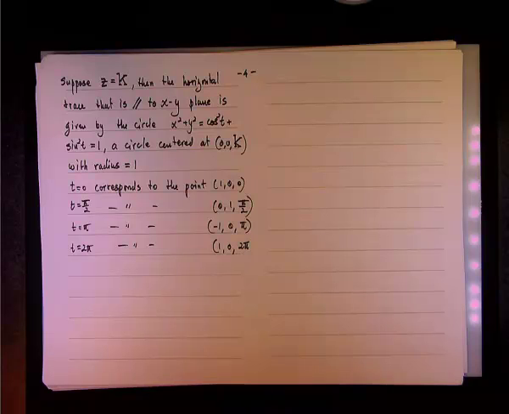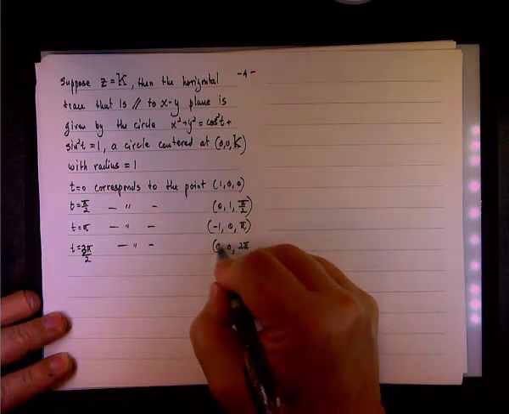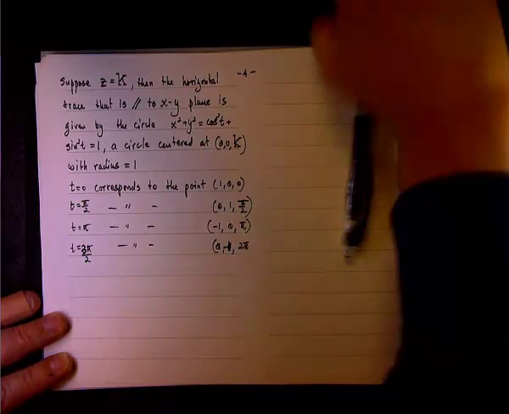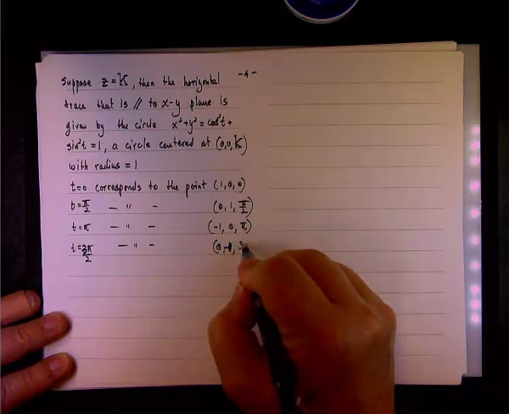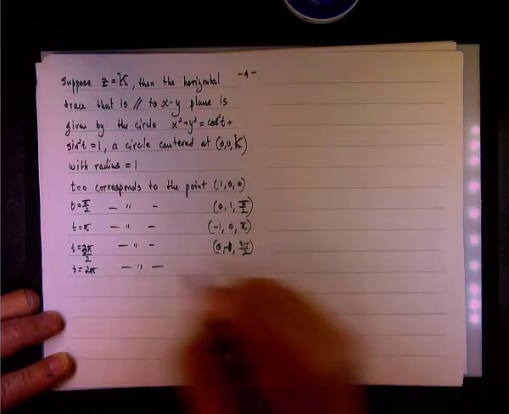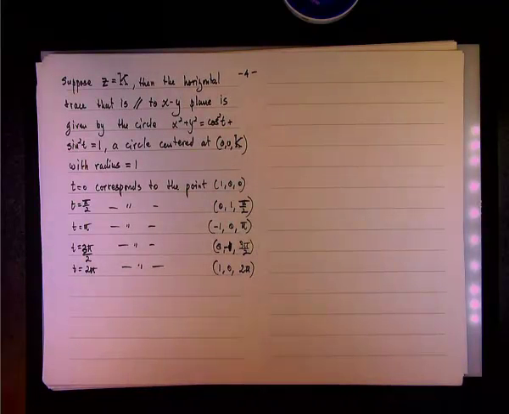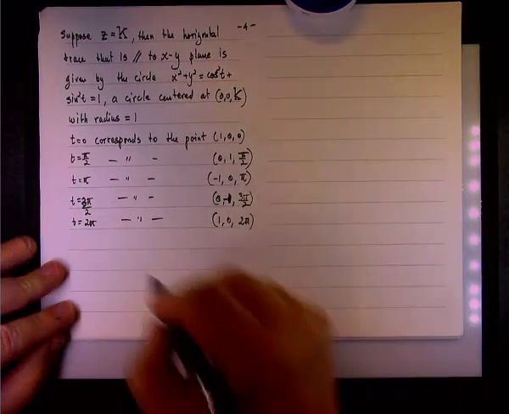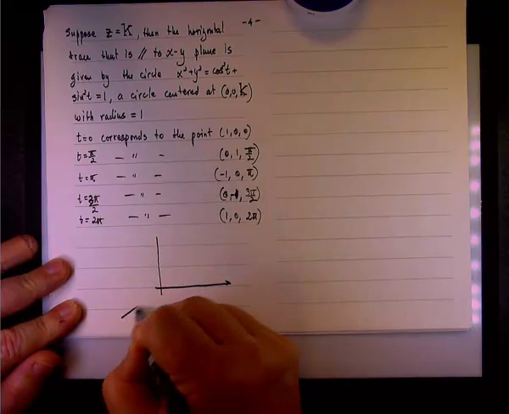Okay, and we can do it again. t equals 2 pi corresponds to the point 1, 0, 2 pi. I didn't include 3 pi over 2, but let's do 3 pi over 2. So this will be 0, negative 1, and 3 pi over 2. And now we'll do t equals 2 pi, and we'll finish the circle. So it will be back to 1, 0, but now we are 2 pi higher than where we started off.